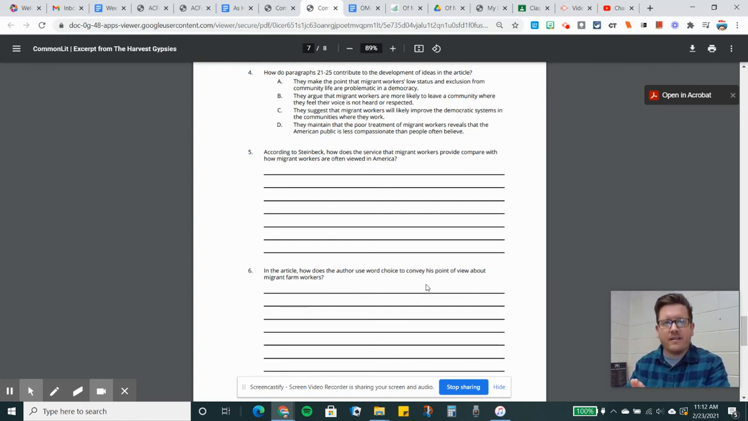Find language that showcases that point of view, because there is language in the text that makes us think that maybe Steinbeck is against or anti-migrant worker. He talks about how they are mistreated, how society views migrant workers as bad, as peons, as dirty, as they increase taxation, that kind of stuff. But that's not necessarily Steinbeck's point of view. That's one of the key things about nonfiction, is separating the author's point of view from the content that the author is describing, if that makes sense.